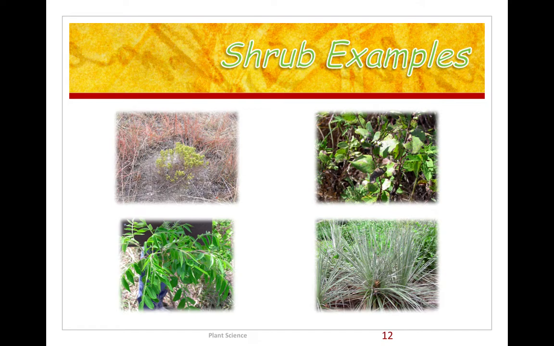The bottom left is smooth sumac. It has net-like veins in the leaves. Leaf shape on shrubs can vary greatly. The bottom right is a yucca. For every rule, there's an exception. This plant has no above-ground stem, and the leaves are similar to a grass, but it is still a shrub. The root is woody.